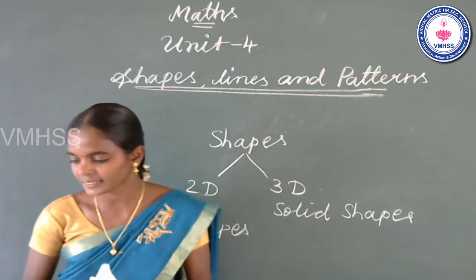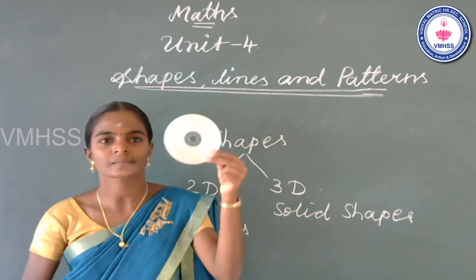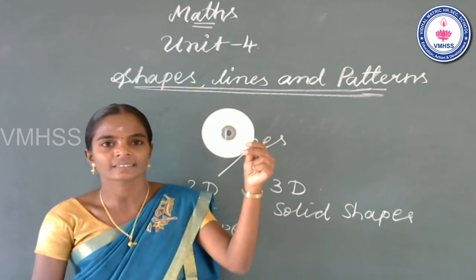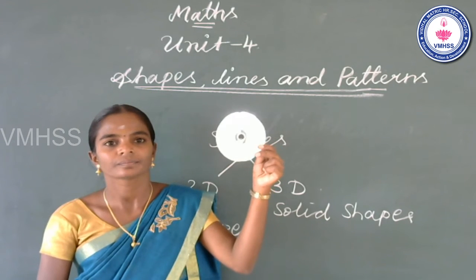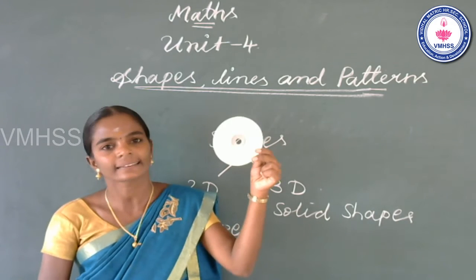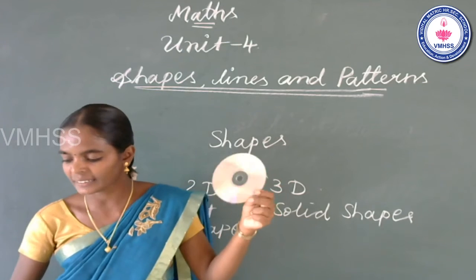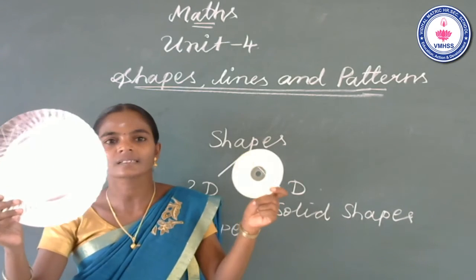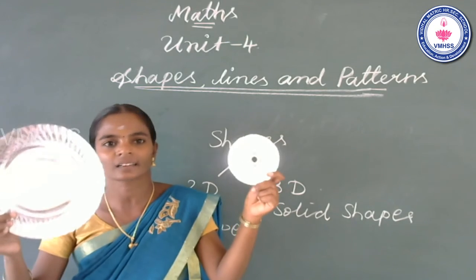Next, children, listen. What is this? CD. Children, listen. What is the shape? Circle. So this is circle shape. Next shape, this one paper plate. This also is circle shape. So the CD and paper plate are circle shape.